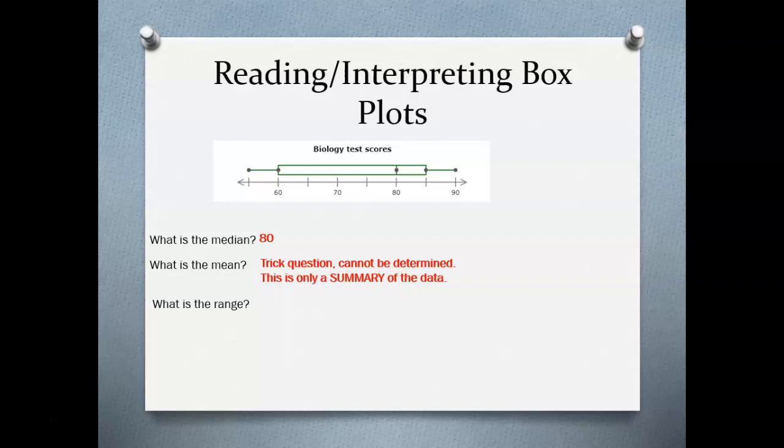What is the range? Take the highest minus the lowest, and the range is 35 because the highest is 90, the lowest is 55. What is the IQR, the interquartile range? This is how wide the box is, which is 25. 85 minus 60, or you could think about it at each space is 5. 5, 10, 15, 20, 25. Yep, our box is 25 wide.